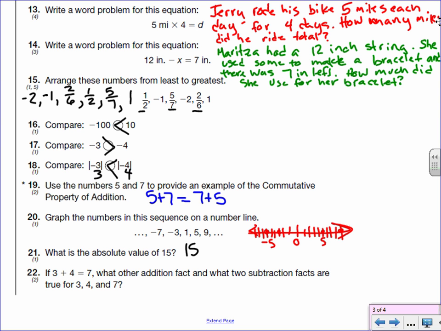And then if 3 plus 4 equals 7, what other addition fact and what 2 subtraction facts are true for 3, 4, and 7? Well, we can switch the order of the 3 and the 4, and that still is 7. And then we also know that 7 minus 3 would be 4, and 7 minus 4 would be 3.